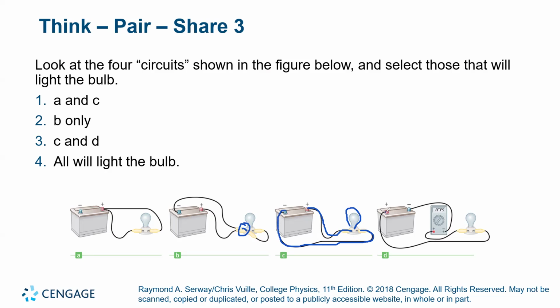And finally, let's check this one out. We've got the current flowing from this positive terminal. It does go through the light bulb now. I see that. And then it comes into a multimeter, right? And if this is set to amps, this is just like a small resistor. No problem. And then we're going to come out of the multimeter to the back of the battery. This will also light the bulb. Any questions on this one?